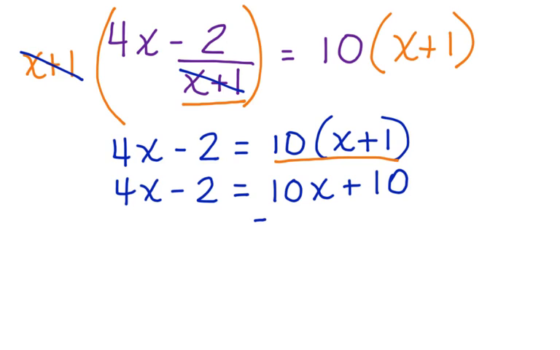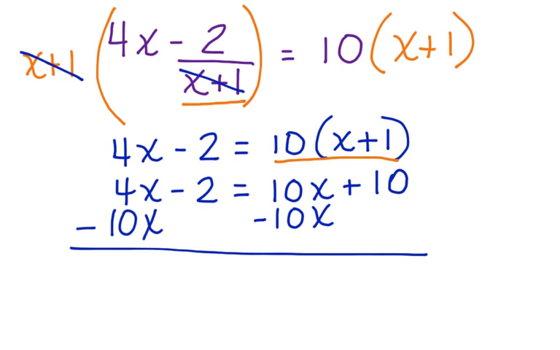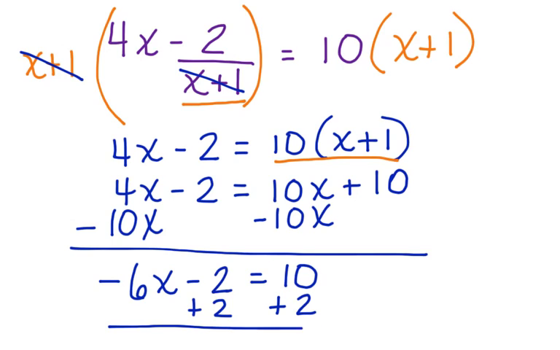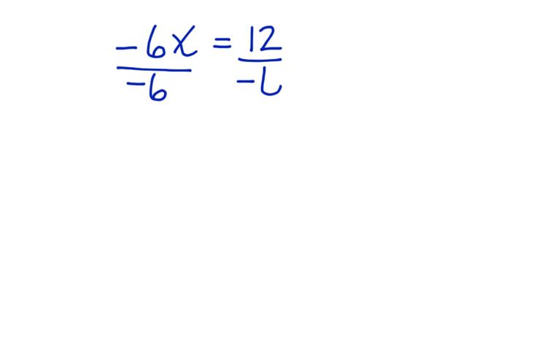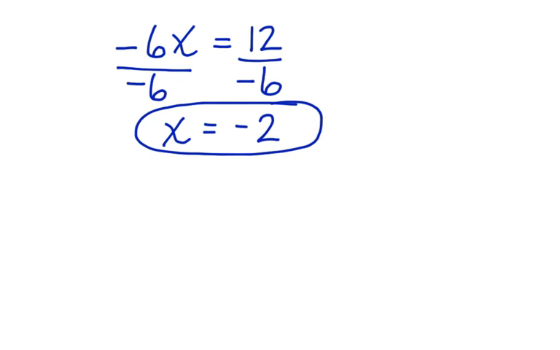We can subtract 10x on this side and 10x on this side, leaving us with negative 6x minus 2 equals 10. Add 2 here, and we have negative 6x equals 12. Now we divide both sides by negative 6, and x is equal to negative 2. Our problem has been solved, and our work is complete.